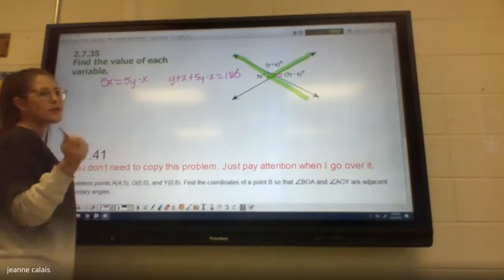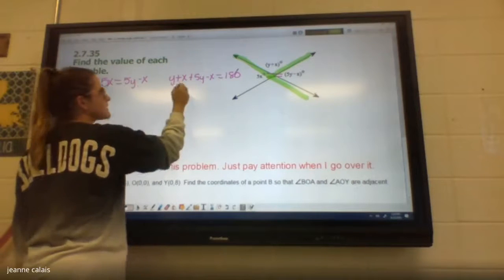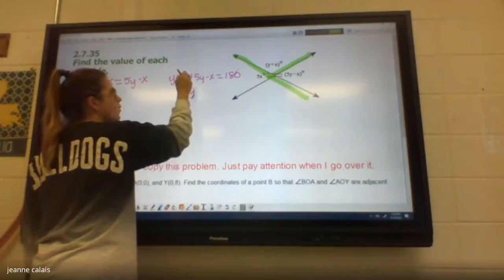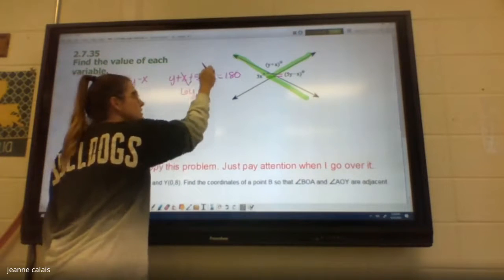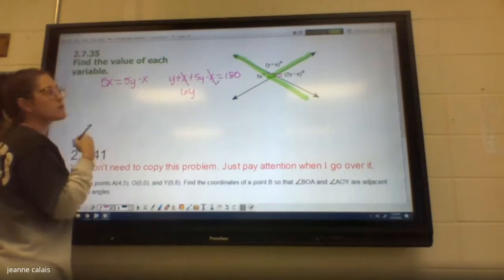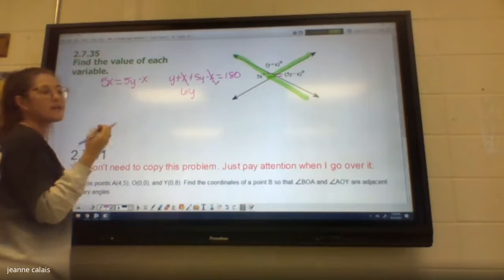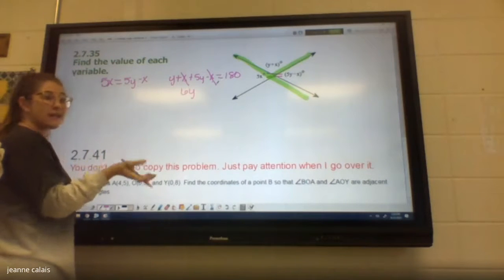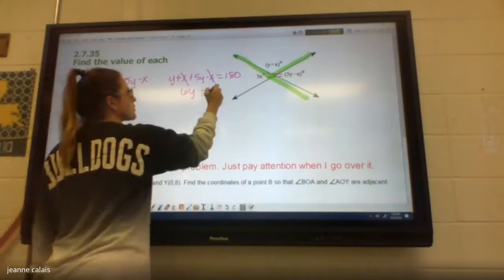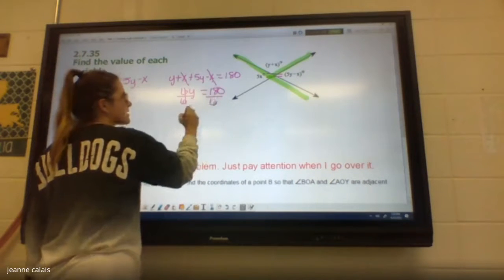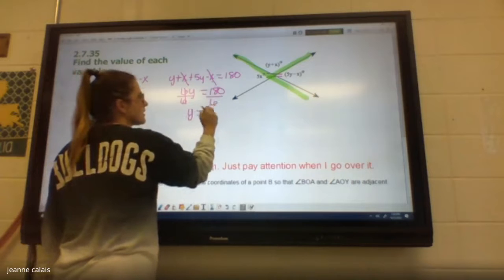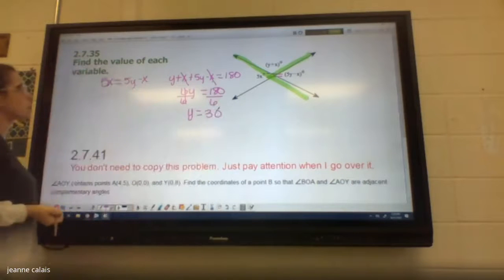Okay, so when I start cleaning this up, I have 6y. Well, I have a positive x and a negative x. That cancels each other out. Because when you combine the same number, one positive, one negative, it cancels out. Equals 180. Okay, divide by 6, divide by 6. I get y is 30. Okay, so that's the value of y.